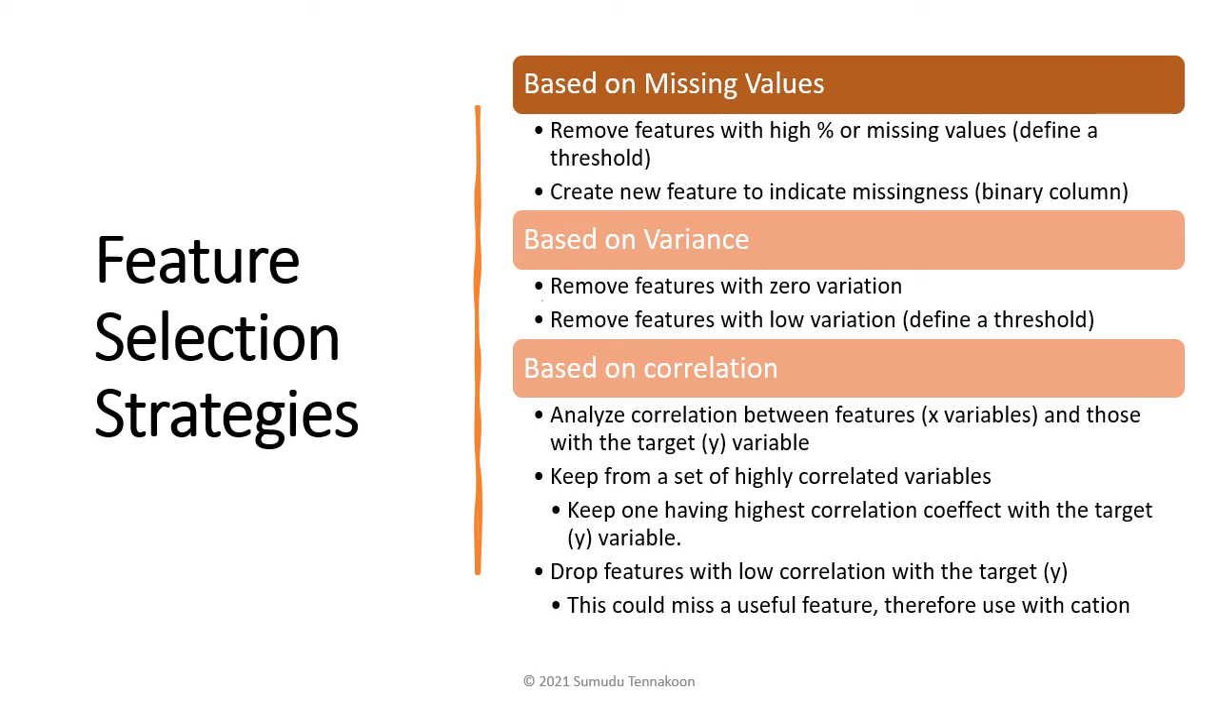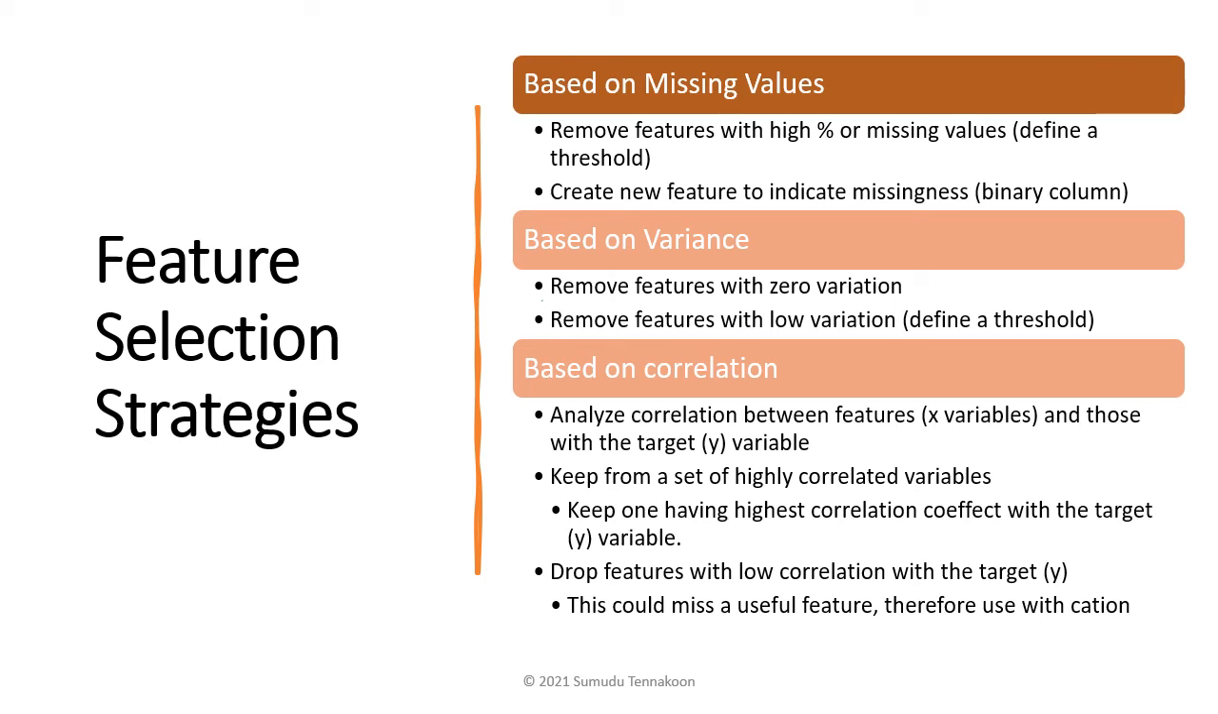So you can decide to remove a feature, or add a feature, based on the variance. You can simply remove a feature with zero variation with your target variable, or y variable. This is definitely not going to help your model learn. Remove features with low variation. If there is zero variation, you can simply remove it. When it is close to zero, you can decide on a threshold: okay, if the variance is below this value, I'm not going to use it.